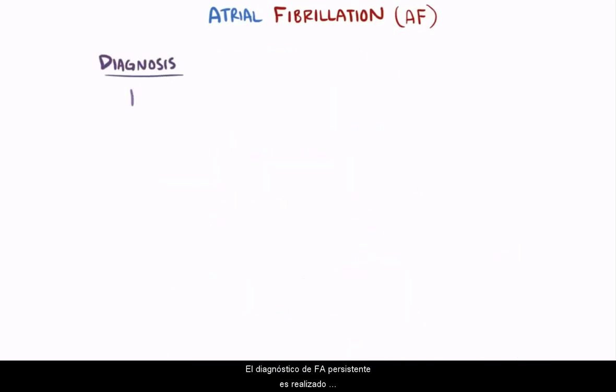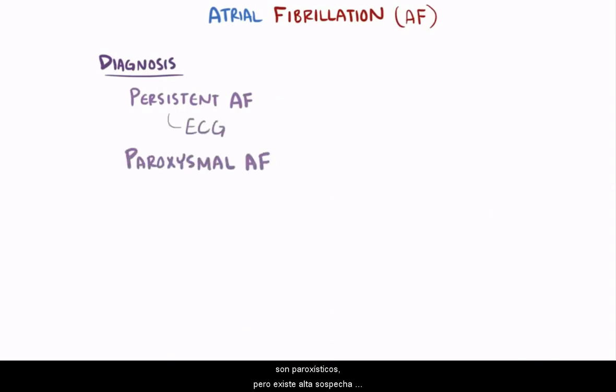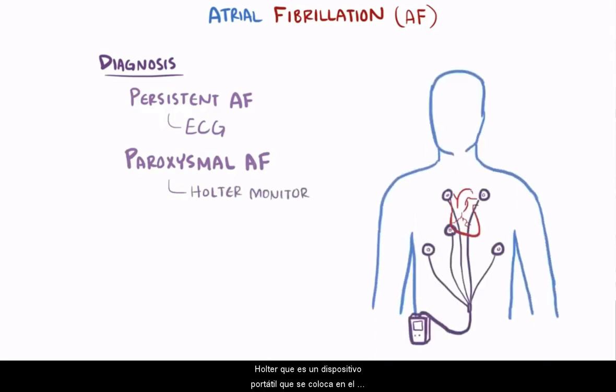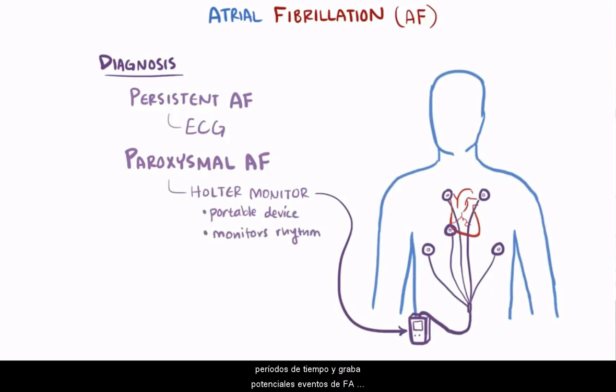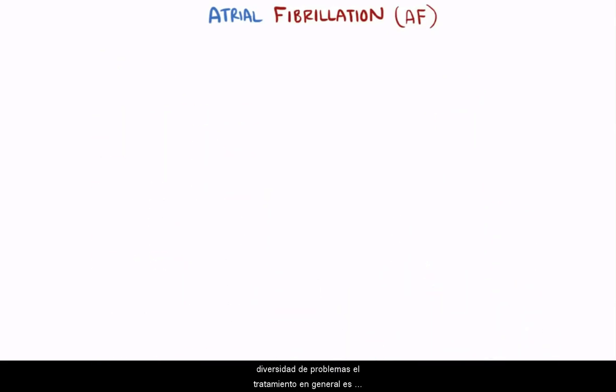Now, diagnosis of persistent AF is done by ECG. Although if the episodes are paroxysmal, but they're suspected, then someone might have a Holter monitor, which is a portable device placed on the chest that monitors their rhythm over longer periods of time, and records potential AF events to be viewed later.